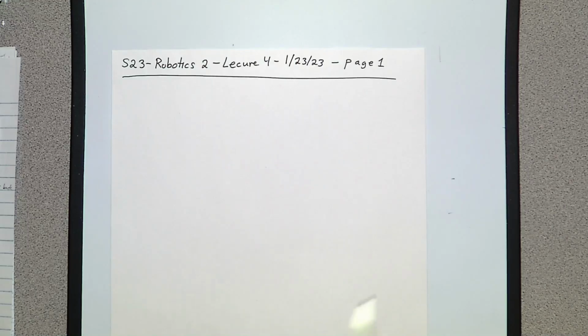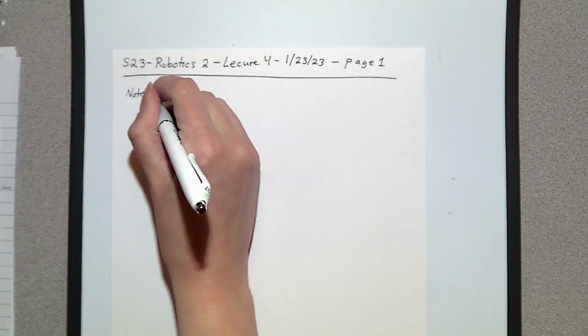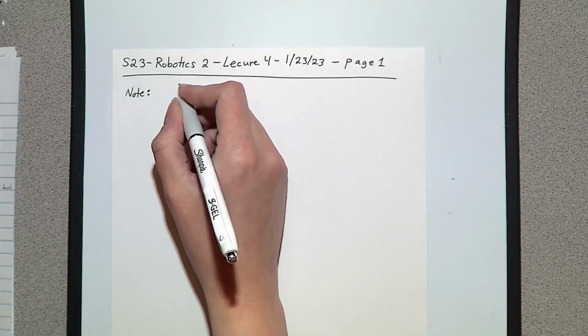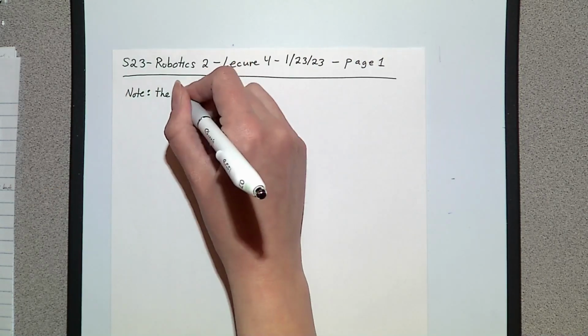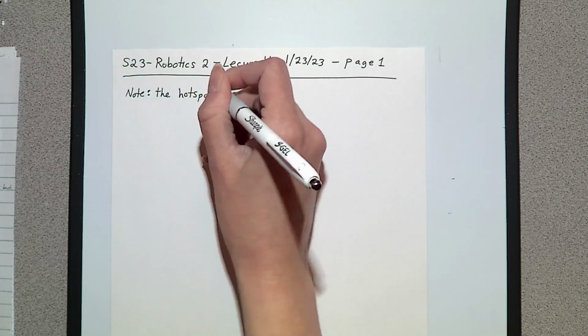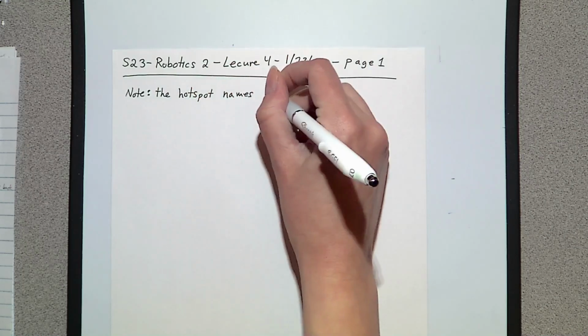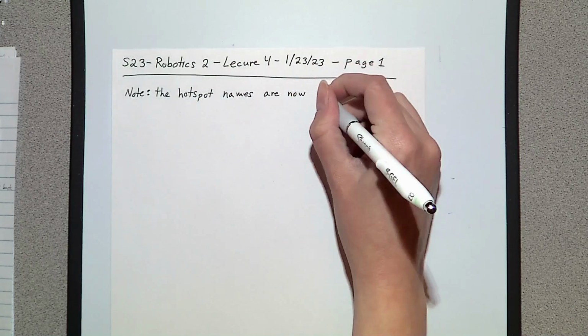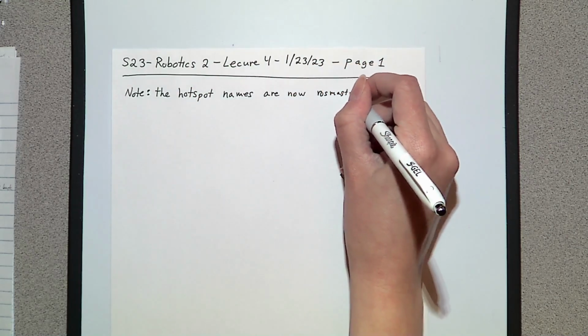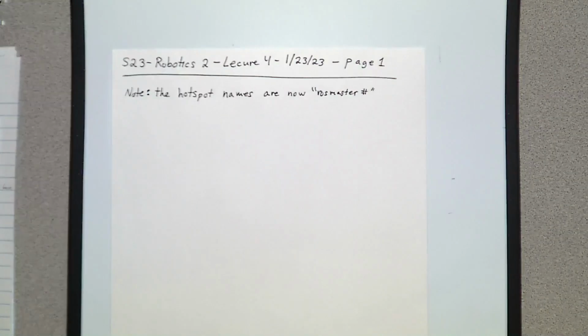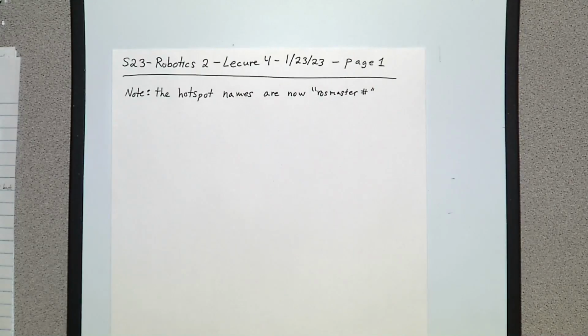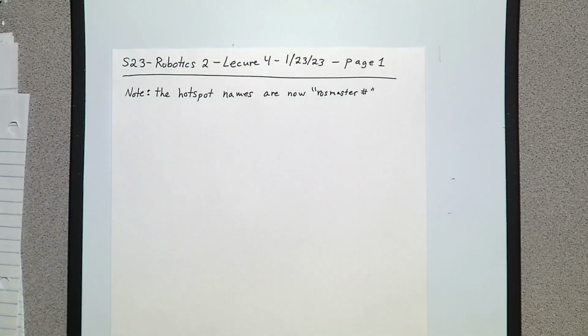So just something that I want to note is that, thanks Isaac for helping me out with this. The hotspot names for each of the robots has been updated. So now you'll see ROS master and then whatever the number of the robot is. So hopefully this will help if multiple of you are using the same robot, that you won't have the confusion of what hotspot you're actually connecting to. So if you have any problems with that, please let me know.